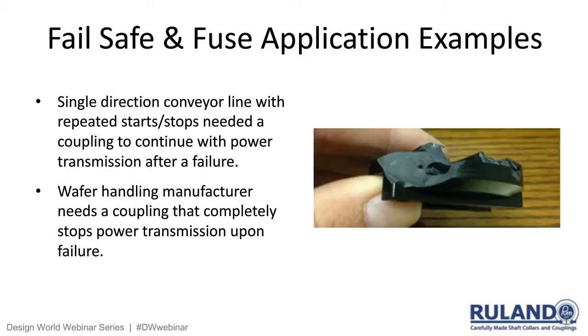And here's an example of a single direction conveyor line with repeated starts and stops. They wanted a coupling to continue power transmission after a failure. A wafer handling manufacturer needed a coupling that completely stops power upon failure. So again, these are just a couple of examples of, do you want a fail-safe coupling? Do you not want a fail-safe coupling? And it's an important part of the design consideration up front.